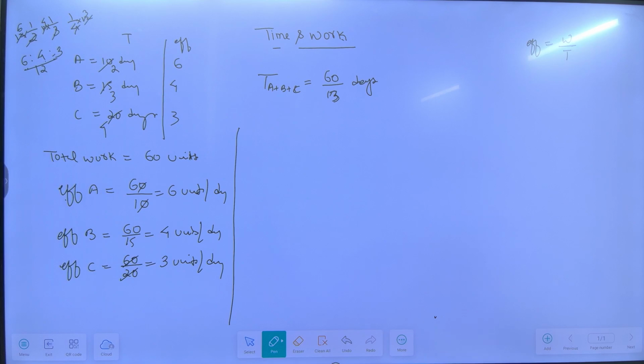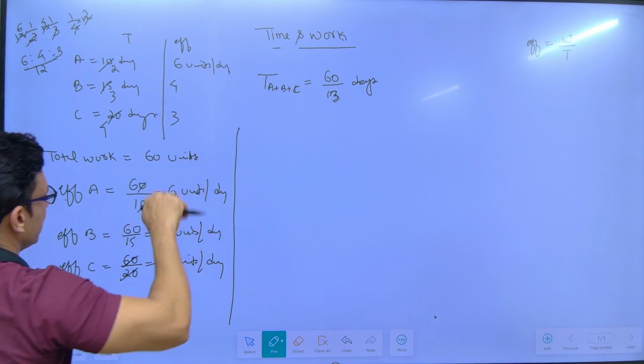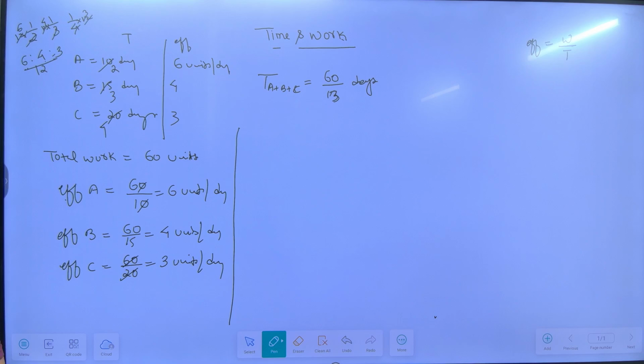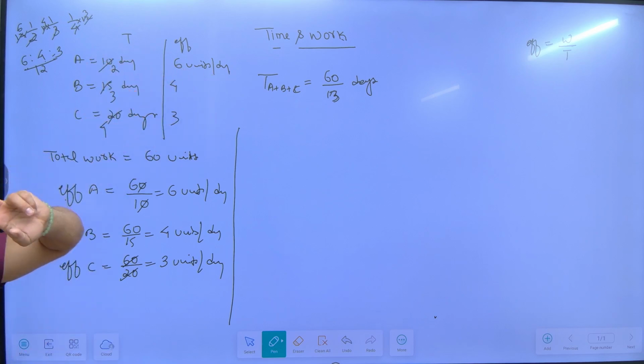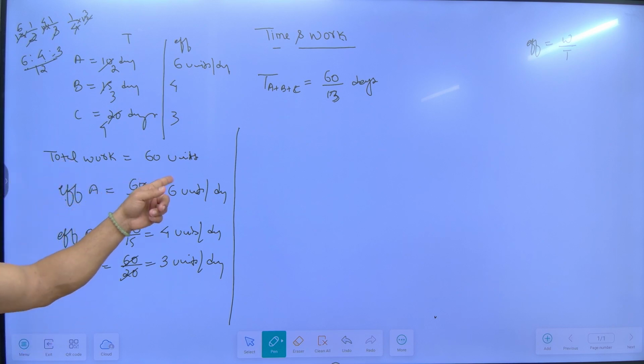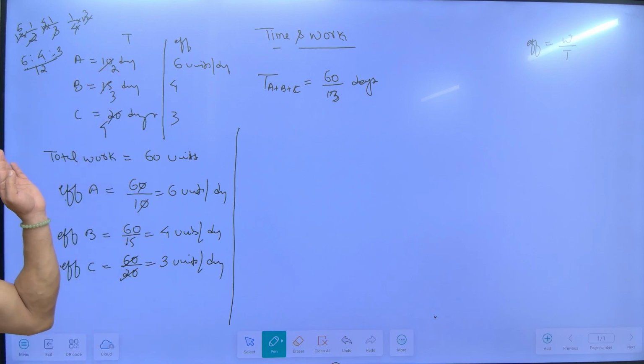You can find efficiency directly, but since you are taking this as 6 units per day, you actually have to find out the total work at least. So total work is, if you are doing 6 units per day and in 10 days you are finishing the work, 60 units. If you are taking 4, 4 into 15 is also 60. Taking 3, 3 into 20 is also 60. So to find efficiency, first you have to simplify the times by cancelling with some common number, and then you take the reciprocal of that.